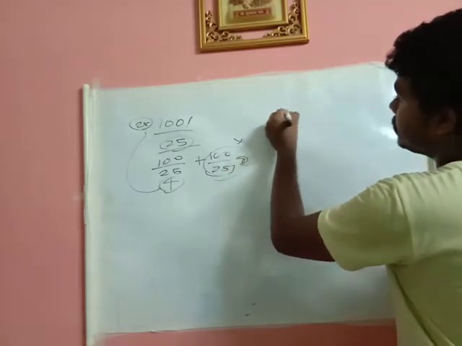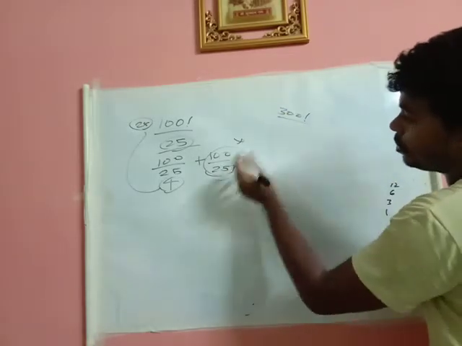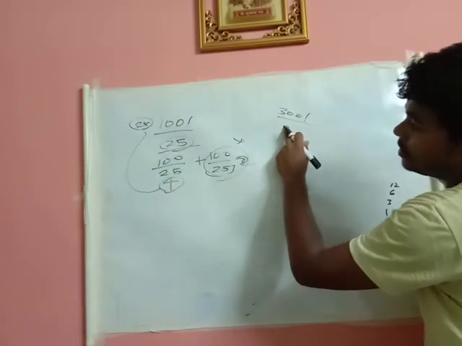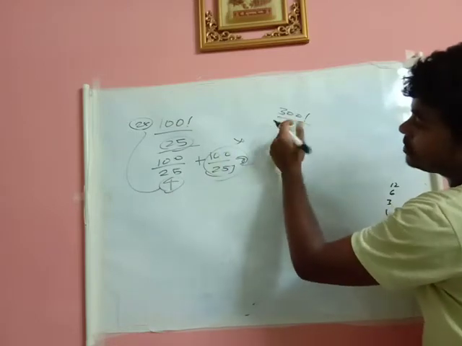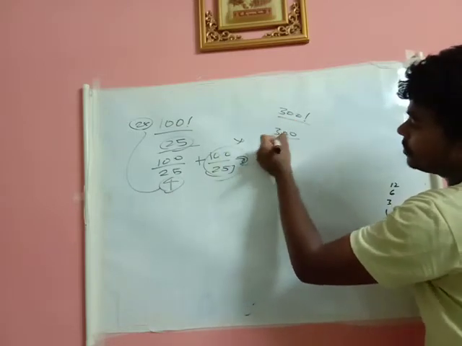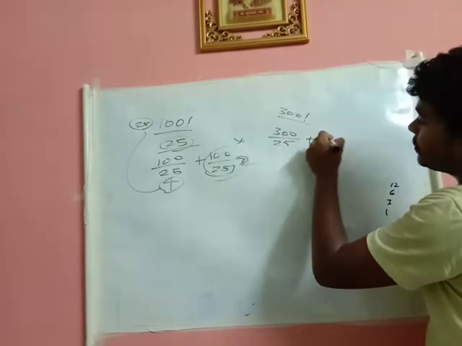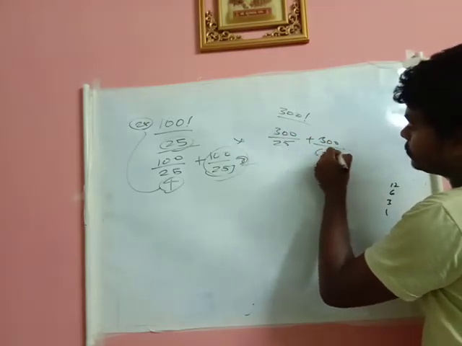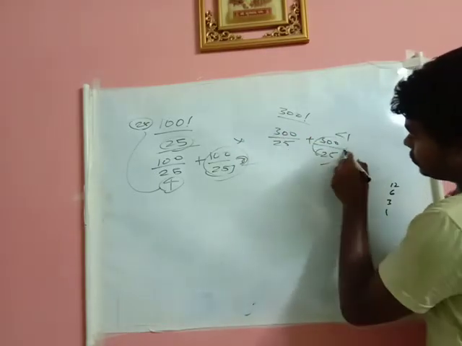In the same way, 300 factorial. How many number of 25s are present in 300 factorial? You just take 300 by 25 plus 300 by 25 square, what is 25 square? 625. So you will be getting less than 1, so you just neglect it.